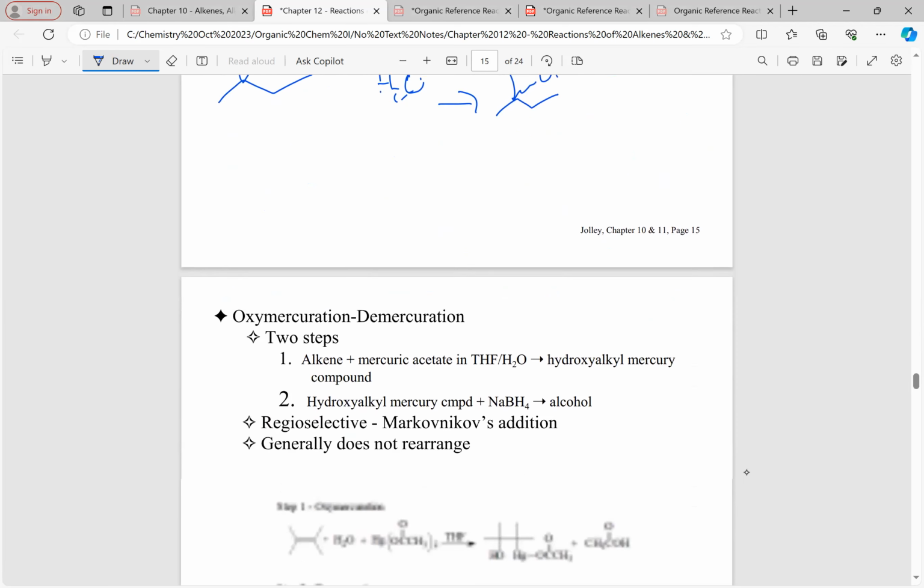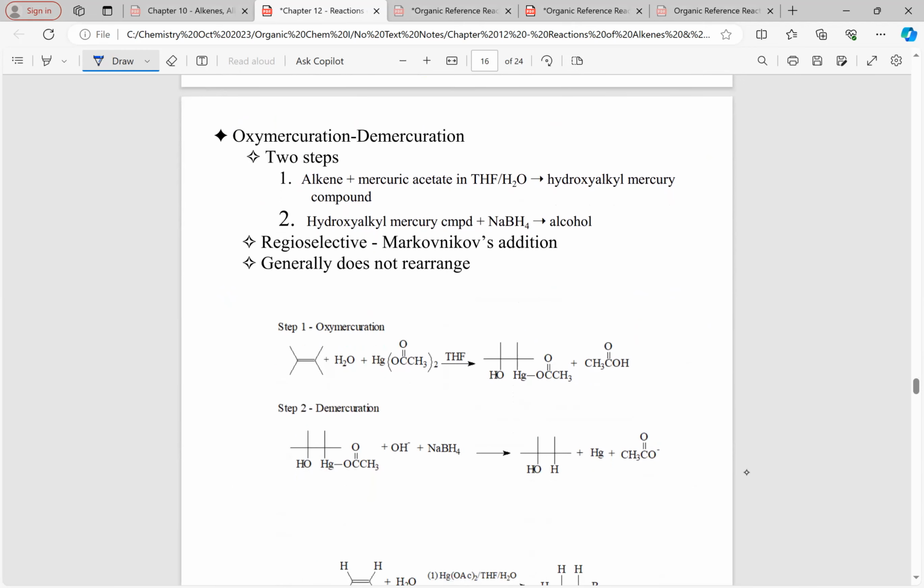All right, the next one, and a very important one, is called oxymercuration and demercuration. Yes, that's a horrible mouthful of a name, but this one will make Markovnikov alcohols, and it does not go through a carbocation, so there is no rearrangement, okay? There's no carbocation. Now, the mechanism is a little crazy, so I drew it out here for you. I will do, of course, another example, but we're going to go through this one.